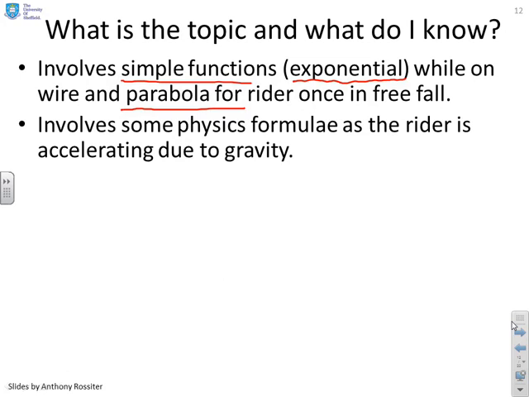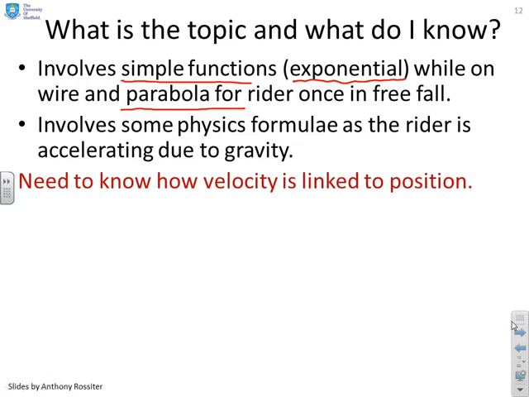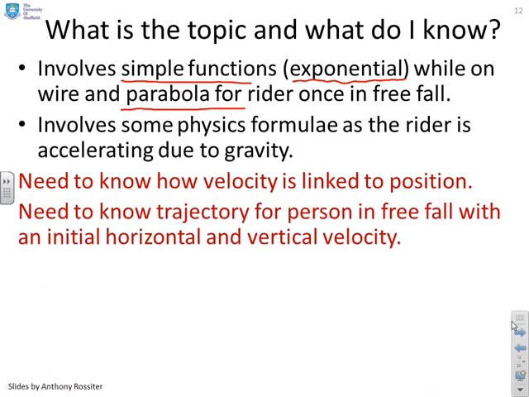We know the problem is going to involve some physics, as the rider is accelerating due to gravity. So we need to have to hand what are the formula related to acceleration due to gravity. We need to know how velocity is linked to position. So clearly this rider is going to have a different velocity at different points, and we need to know what those velocities are, because without those velocities we can't actually look at the physics either. We need to know the trajectory for the person in free fall. We have to work out where they land, okay? And what we know is they may have an initial horizontal and vertical velocity, and based upon that we need to know where they land.